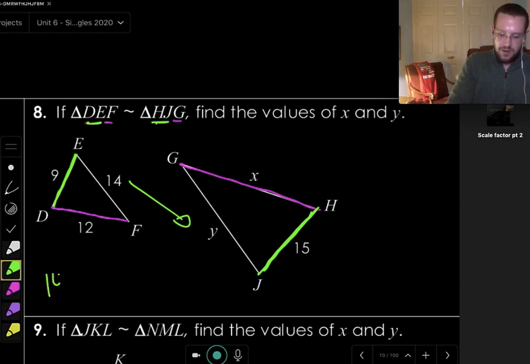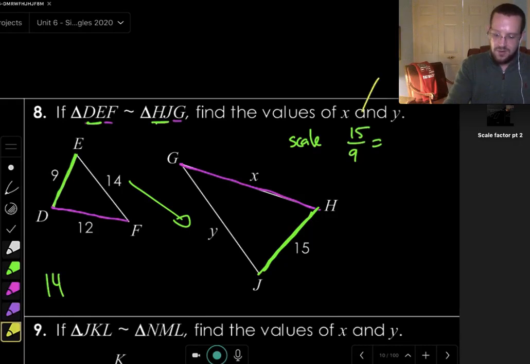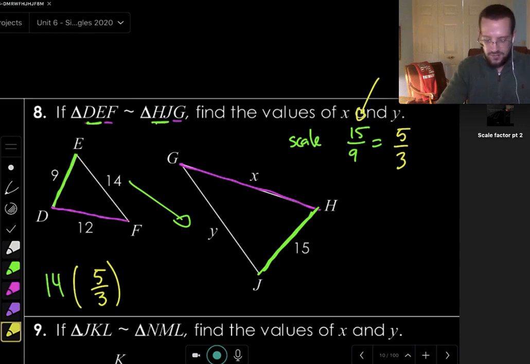So I need 14 times some number, so let me think of the scale factor here. Scale factor is a ratio between corresponding sides, and so that's 15 over 9. And again, I'm using the bigger number on top. Why? Because I need the number to be bigger, because it's getting bigger. So it needs to be greater than 1. So this is going to be 5 thirds. So I just do 14 times 5 thirds.